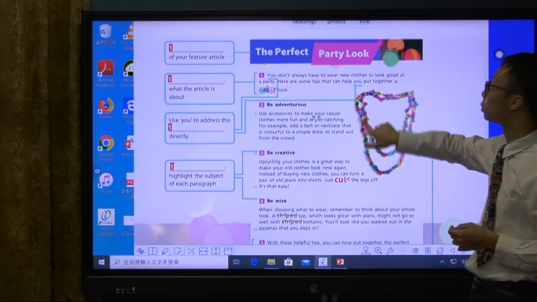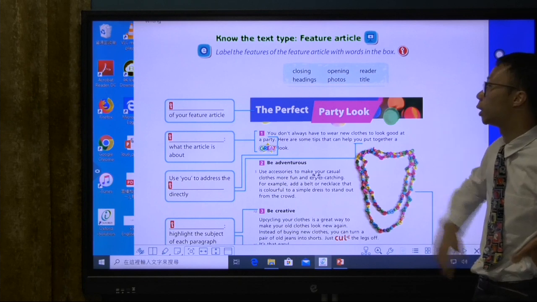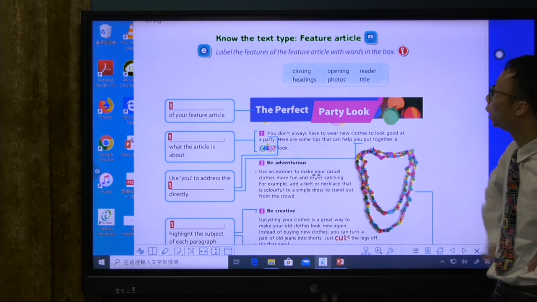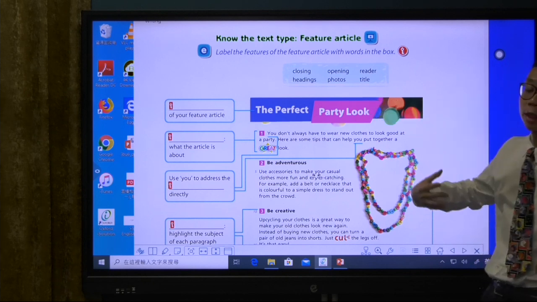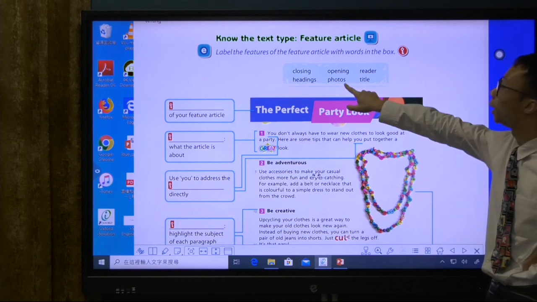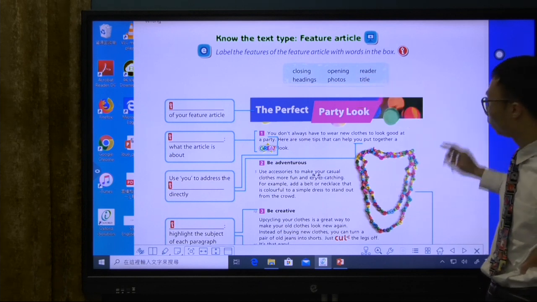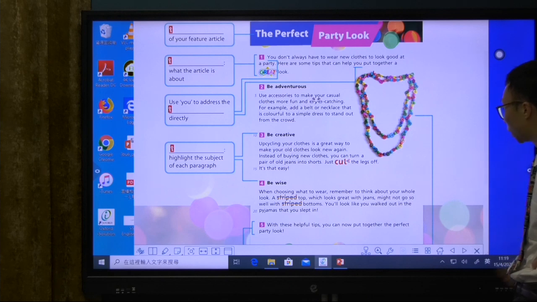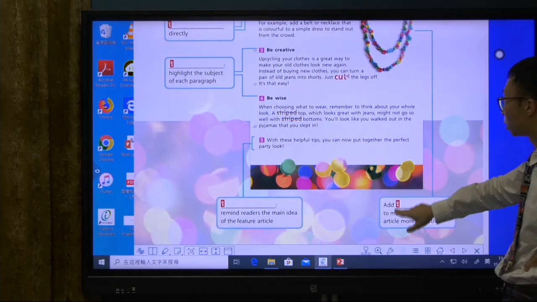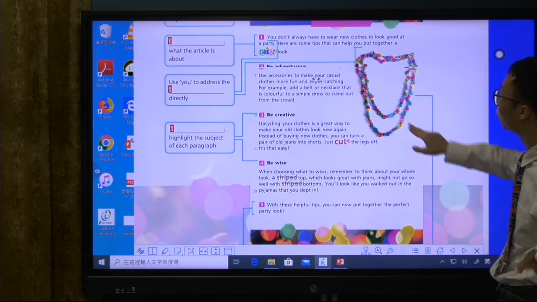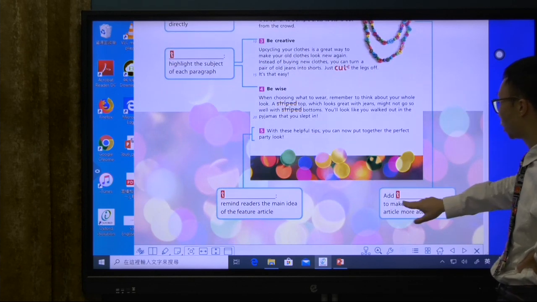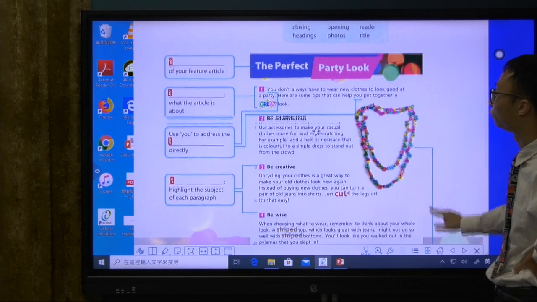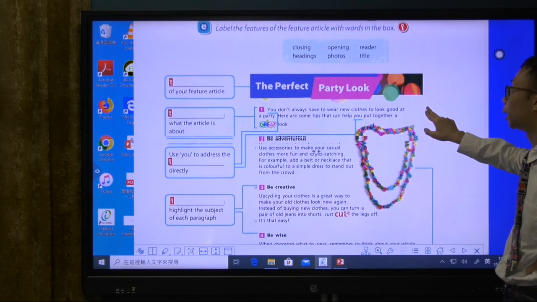First and foremost, what do you think? Which one is the easiest one? Well, even if you don't know any of these words and find them difficult to understand, the first one that comes to mind would be photos. Look at it, which one is the photo? That one stands out to you. It would be this one, pointing at a necklace, and now you see that it says, add photos to make your feature article more attractive. All right, now we're going on to the second one.